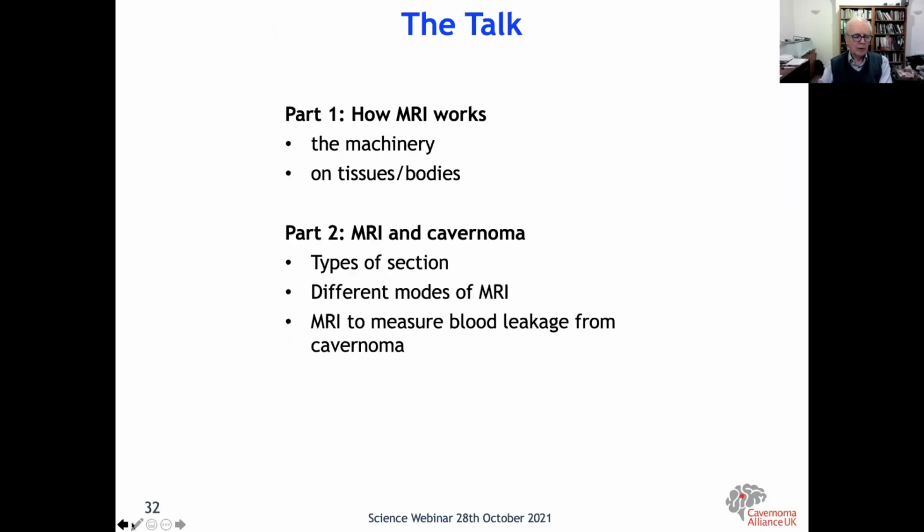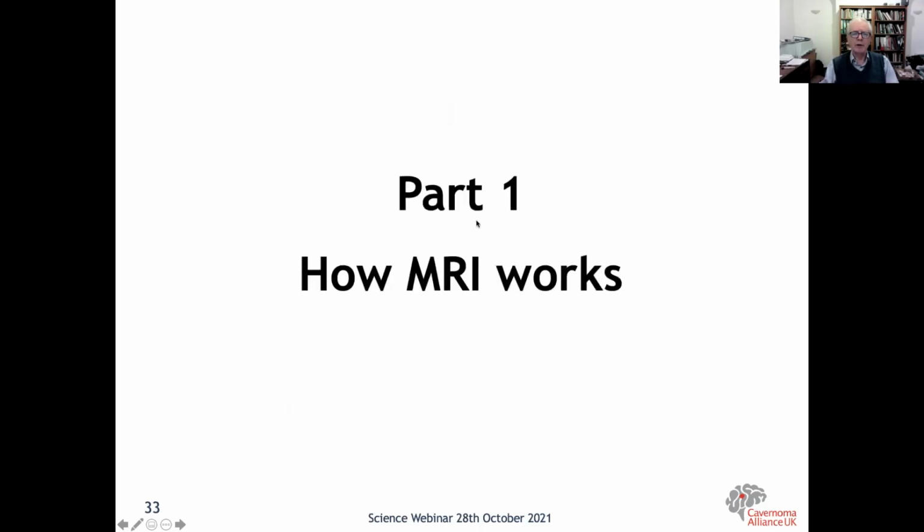So the talk, webinar, whatever, is in two parts. The first part is how MRI works, and I'm going to be talking about the machinery a bit, and also about the way that tissues and bodies, cavernoma particularly, of course, work in an MRI. Then the second part is going to be talking about MRI and cavernoma, and I decided it would be fun to talk about how an MRI scanner works.